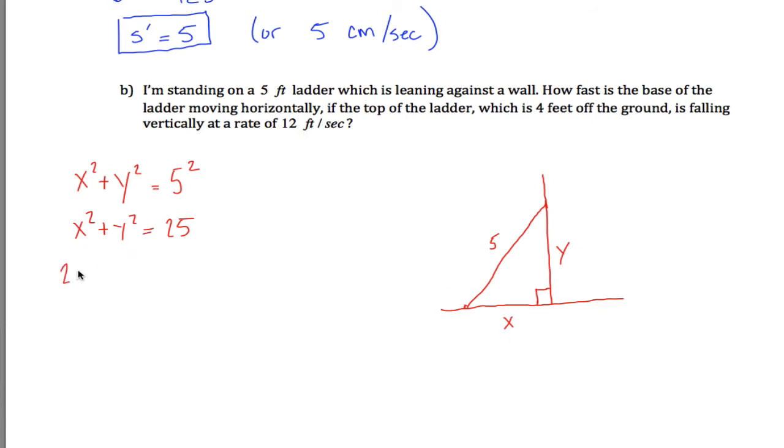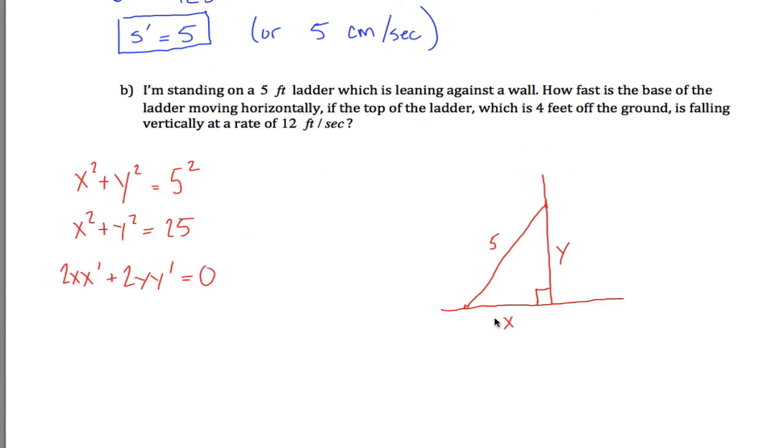So I can take the derivative of both sides of my equation. A couple things to be careful of here. X and y are both functions of time, so I have to treat them both that way. This is chain rule, this is chain rule. It's a little bit tricky. The derivative of 25 is just 0.